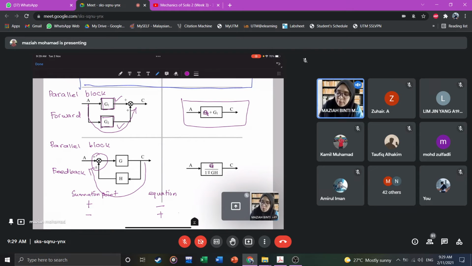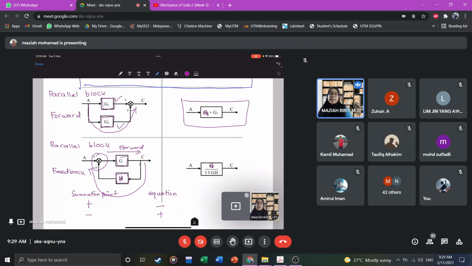Normally for a forward block, we call it G. This is forward block G. If it is a feedback, normally we represent it by H. It is just notation in control, but actually you can use any sign.